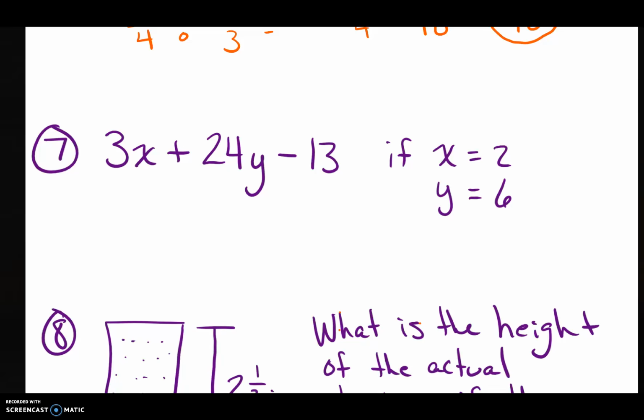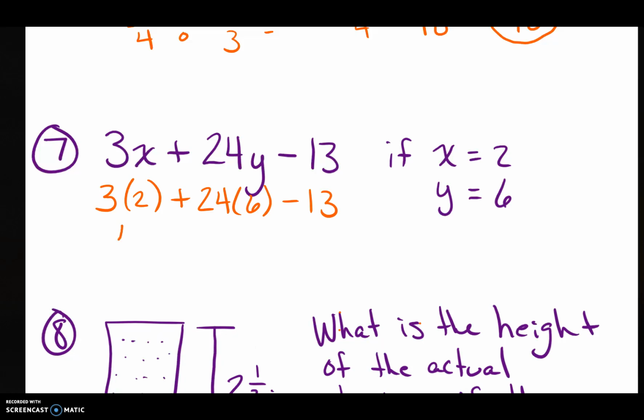Last two questions. We have another algebraic expression. 3 times x plus 24y minus 13. And they told us that x is equal to 2 and y is equal to 6. So we're going to take this algebraic expression and we're going to make it a solvable numeric expression. And then we use order of operations just as we did on problem number 5.